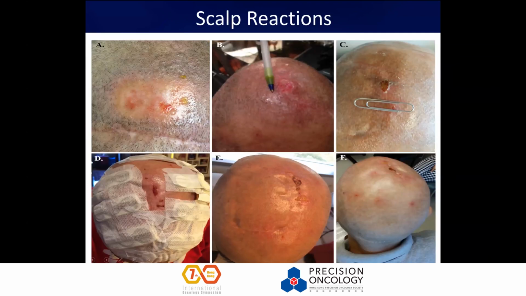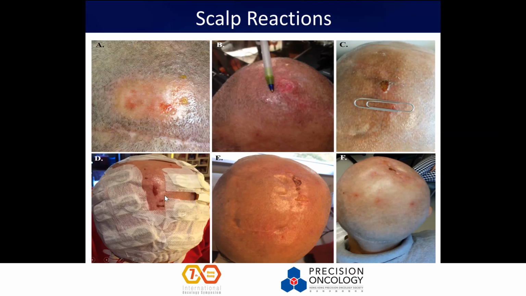This is actually a panel of 6. It's published. As you can see, the reaction to the arrays. And then this particular patient removed the array so fast to minimize pain, theoretically, but it caused a tear of the scalp. So that's the healing part of that.